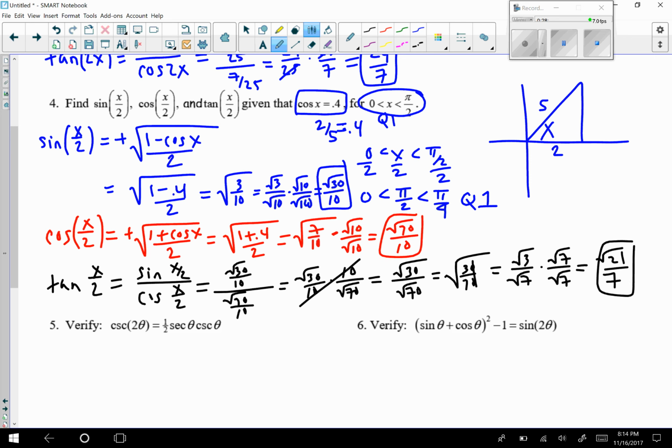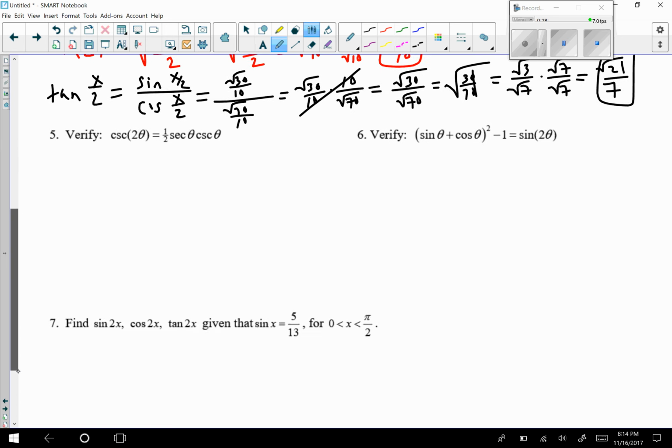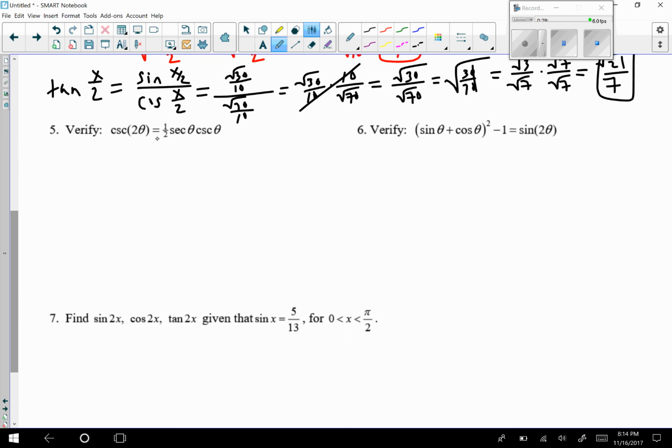And the very last two problems that we're going to do are verifying the identities. So this is like what we did before. We're going to use our knowledge of our identities to verify this side equals this side. Remember, you can only work with one side at a time. Usually you want to work with the side that looks more complicated, so the right side in this case. I see secant and cosecant, and this is cosecant of 2 theta equals that. So the first thing I'm going to do is change this into sine and cosine because I think that's going to help me.